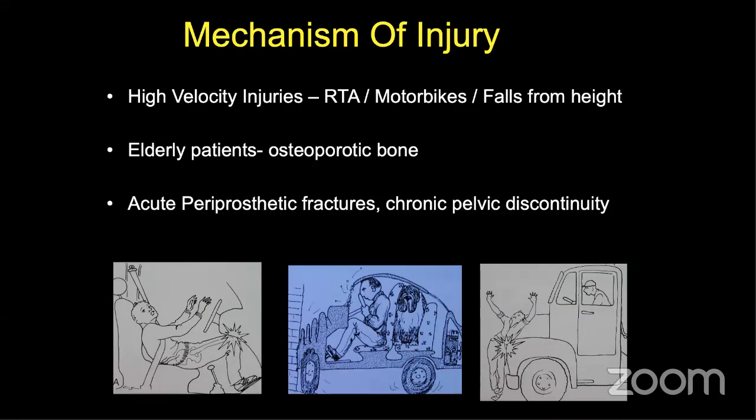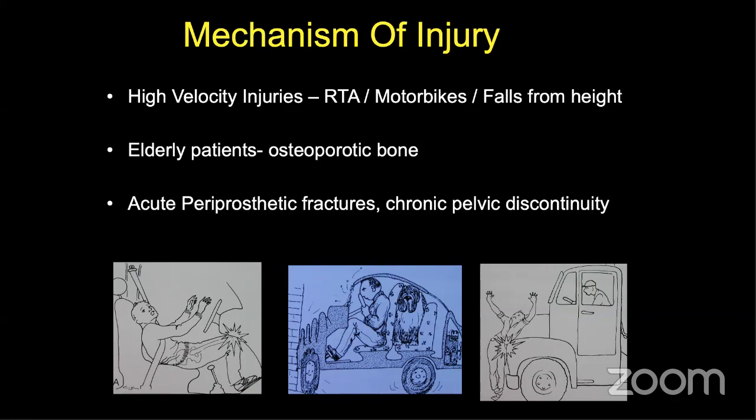The commonest mechanism is high velocity accidents, injuries when you're the driver or passenger of a car, pedestrians. Motorcyclists and cyclists seem to be very common at the moment in summer, and falls from height. A growing epidemic is elderly patients with osteoporotic bone falling from a standing height, usually on the side, and the acetabulum literally implodes from inside. Very difficult comminuted shattered fractures.